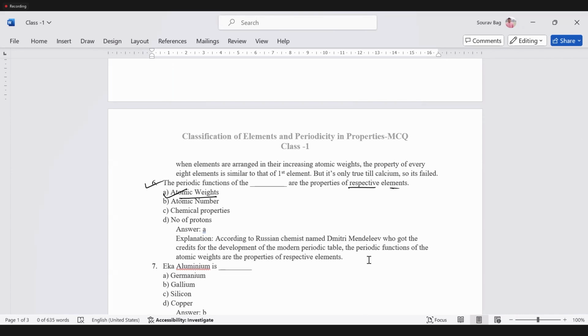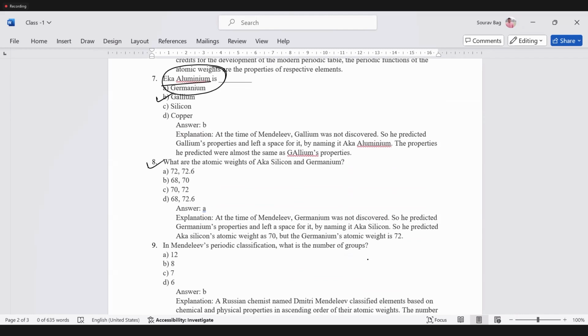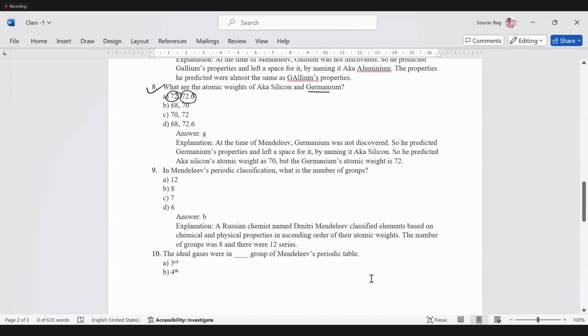That's why Eka-aluminium is gallium. So this is another name of gallium. Another thing is what are the atomic weights of Eka-silicon and germanium? It will be 72 and 72.6, because Eka-silicon is germanium. In the Mendeleev periodic classification, what is the number of groups? So how many groups are there?